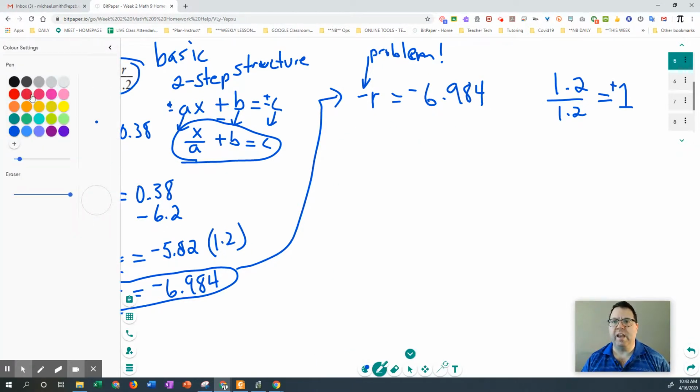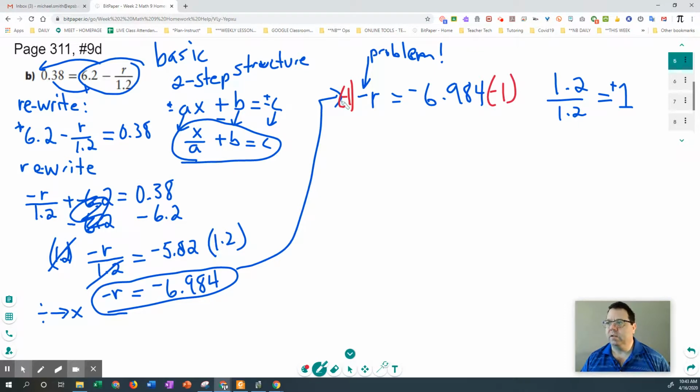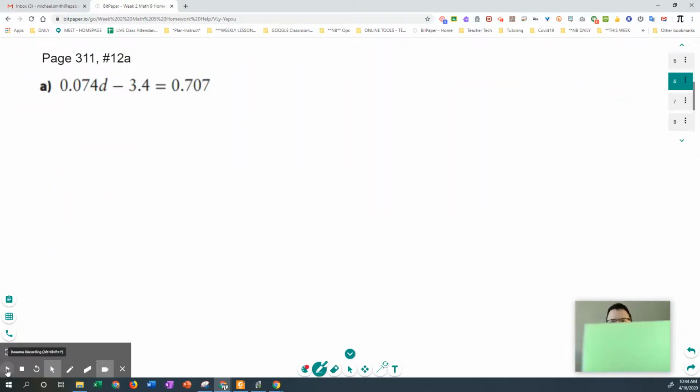All you're going to do, when you solve for a negative variable, which is not what we're supposed to do, we're supposed to solve for a positive variable, is multiply both sides by negative one. Negative one times a negative r gives us a positive one r, and a negative times a negative flips to a positive. So essentially the signs flip, that's what it comes down to. And you have r is equal to positive 6.984. Okay? All right, so that is page 311, number 9D.